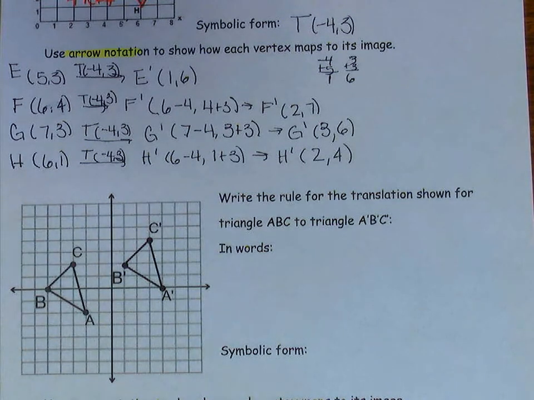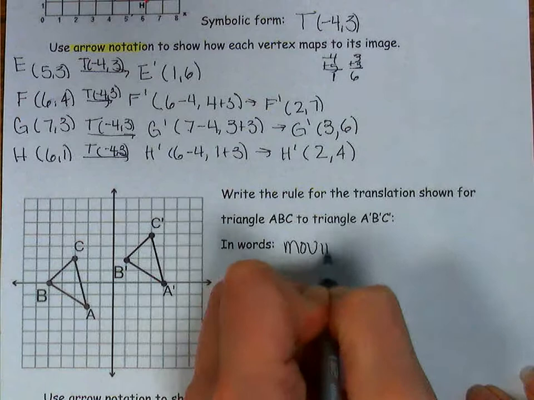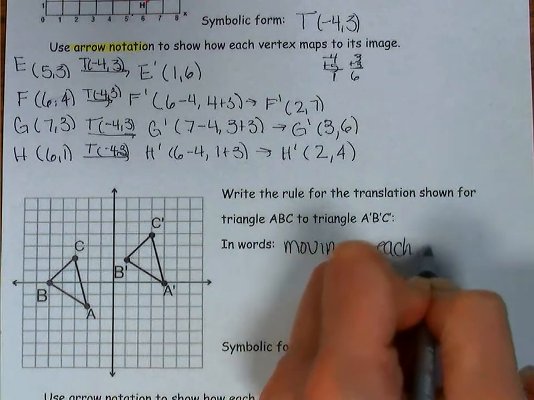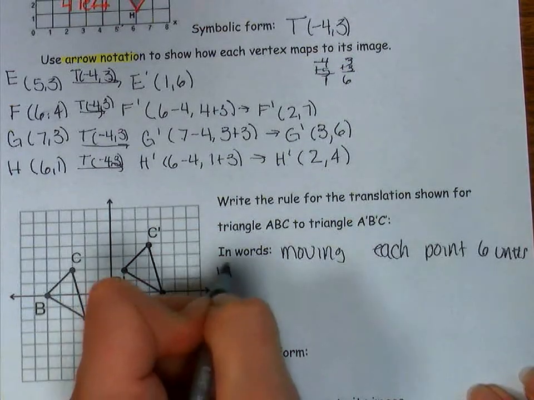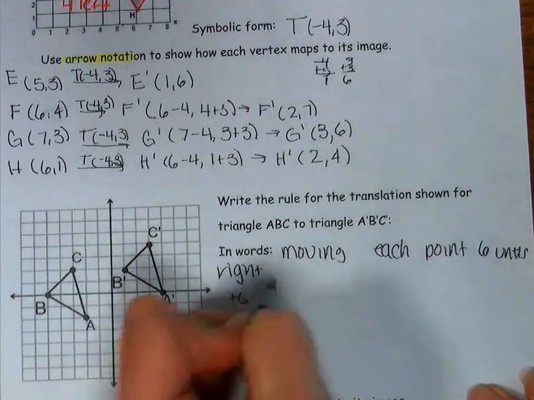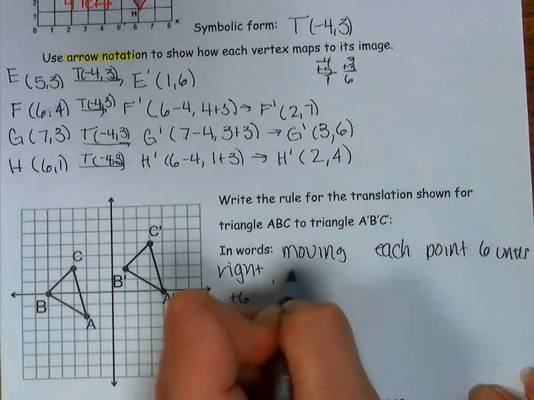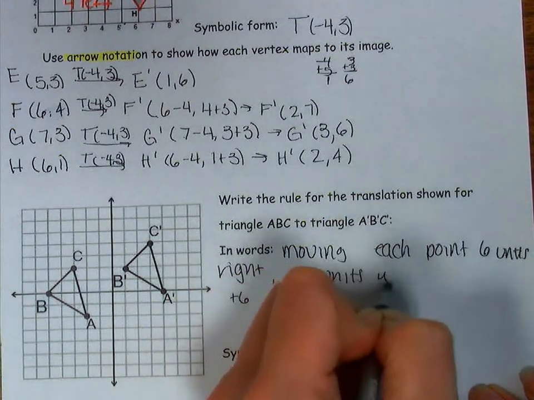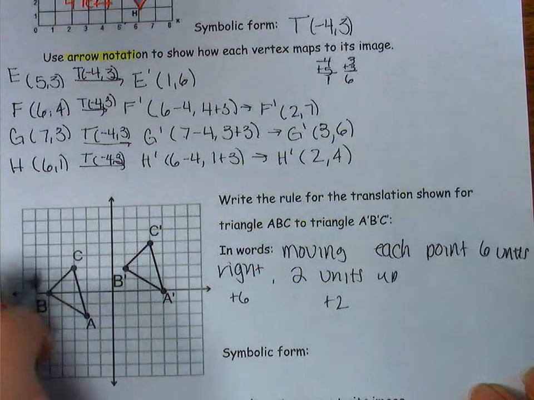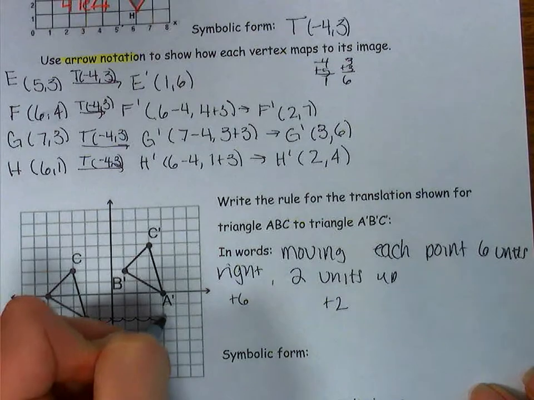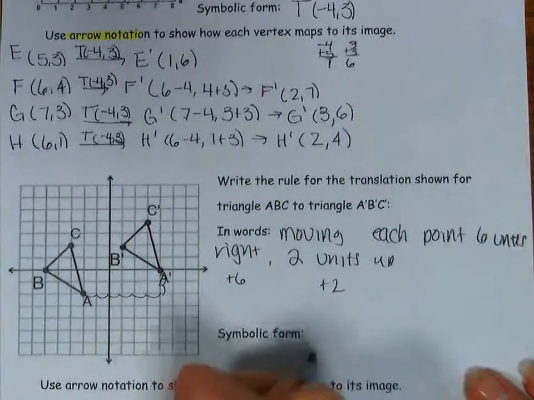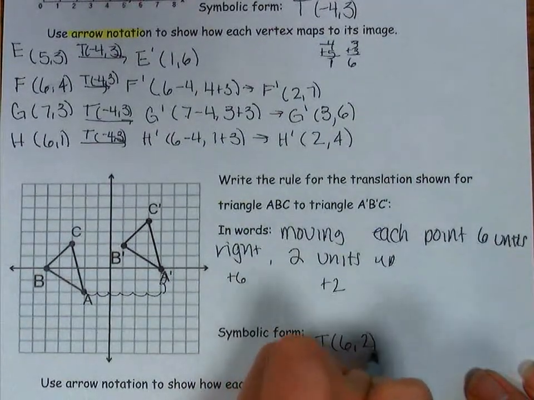All right, so hopefully you paused the video. In words, hopefully you came up with that we're moving each point 6 units right, so that's a +6, and we're moving 2 units up, so +2. 6 units right, 1, 2, 3, 4, 5, 6, and 2 units up totally works. And hopefully you have 6, 2 written for symbolic form.